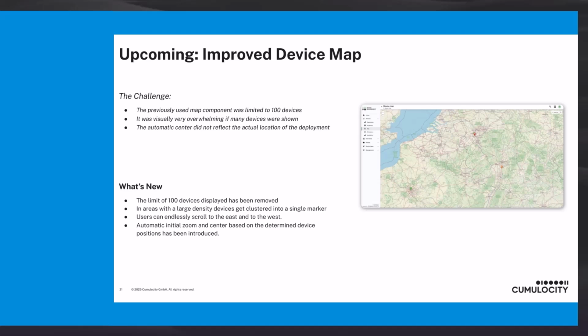You can also scroll towards west and east more easily, because we also had some limitations there that we now overcame. And last but not least, you can also define the center of your deployment, and when opening up your view, you can then directly see your deployment and not have to change or scroll to your deployment, and that makes it, I guess, easier for you to use that.